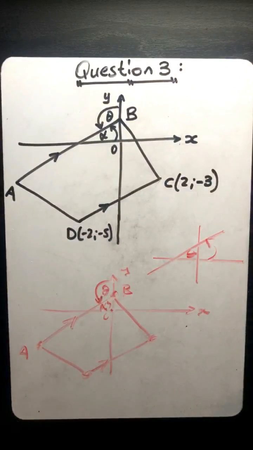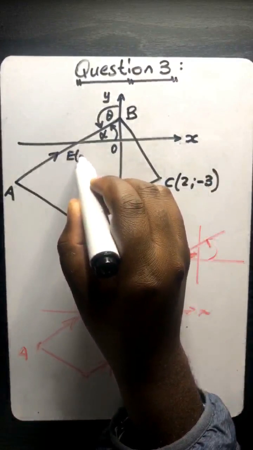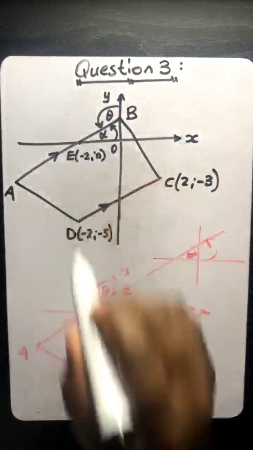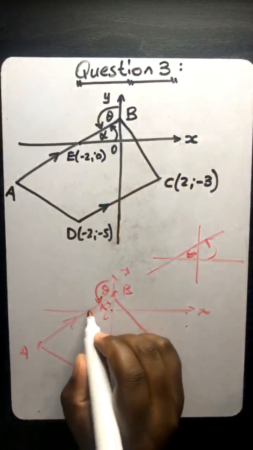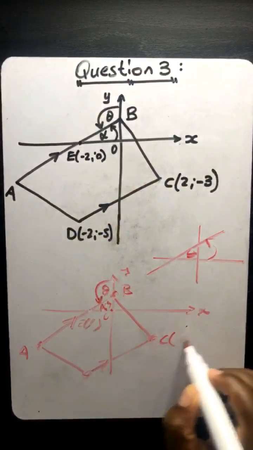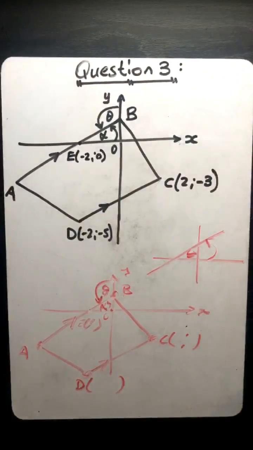And then also, I just noticed we've got that point E being -2 and 0 being that point there. Okay, so let's see. Now we have that point E, which is given the coordinates, and then we also have point C given the coordinates. We also have that point given the coordinates.